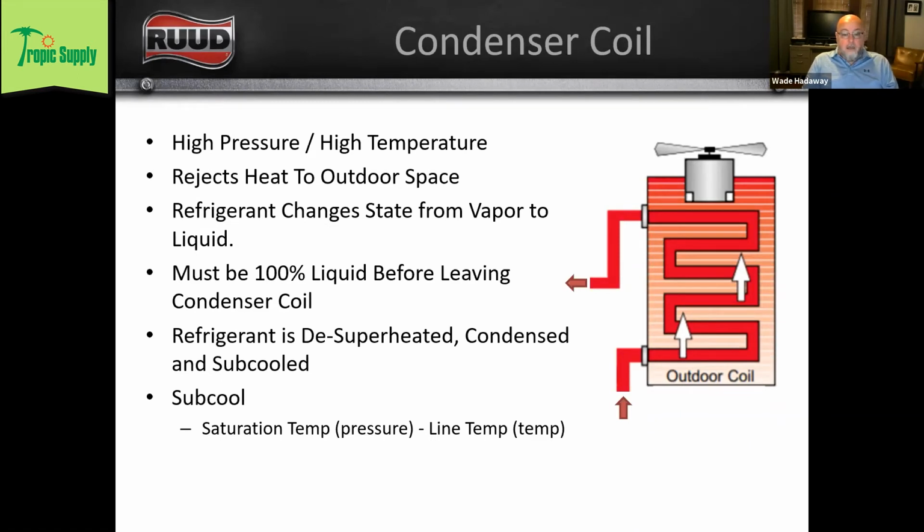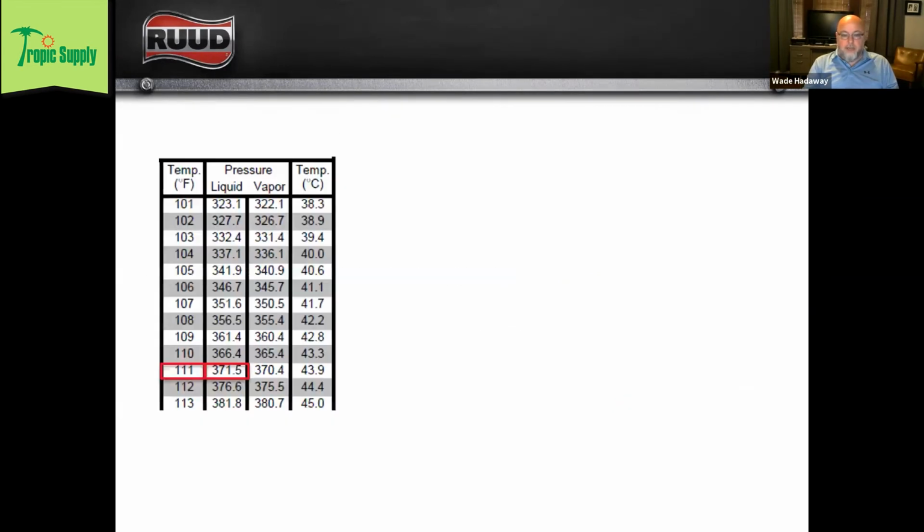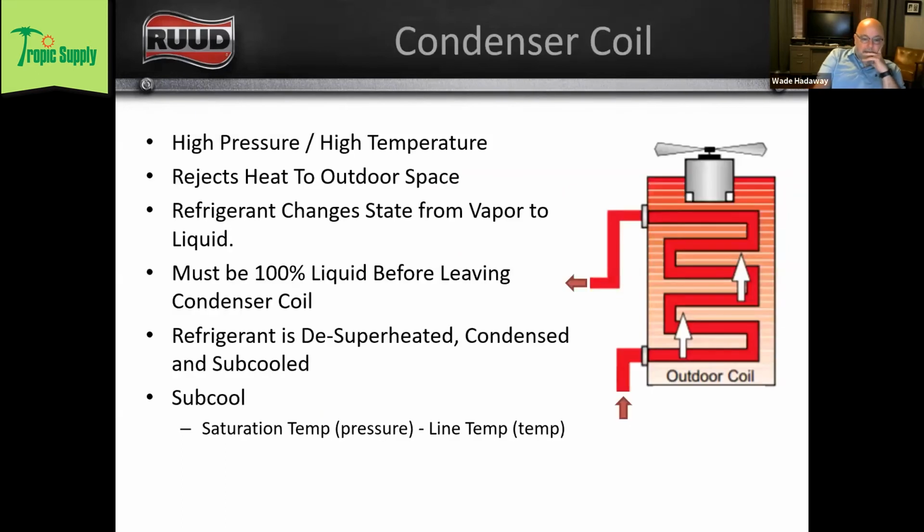The same process is happening, changing the state of the refrigerant. And again, the refrigerant has to be 100% liquid when it leaves our condenser coil, because we have to have a column of 100% liquid refrigerant go into our metering device. So as the refrigerant moves through the coil, it desuperheats, condenses, and then subcools. And again, the subcooling is saturation temp, which we get from looking at pressure, subtracted from line temp.